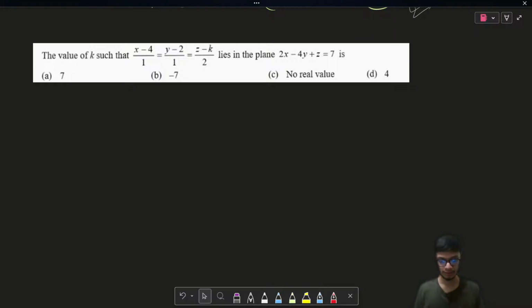Good. Try to solve this problem. Hostel diaries. All of you, please try to solve this problem. Every one of you, please try to solve. Everyone, please try to solve the problem. What is the answer you are getting?